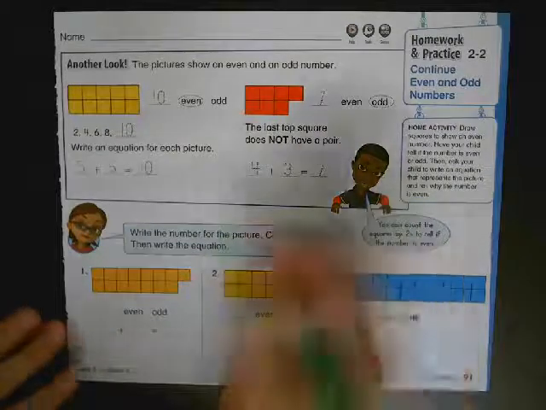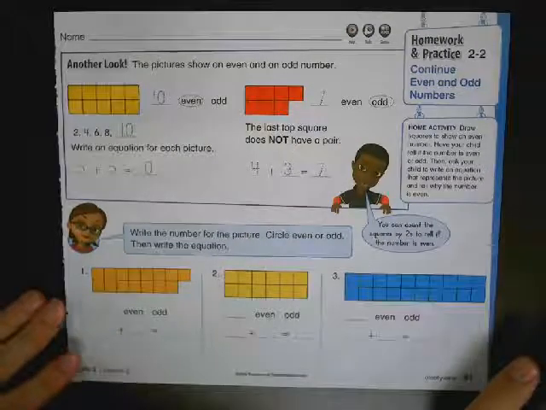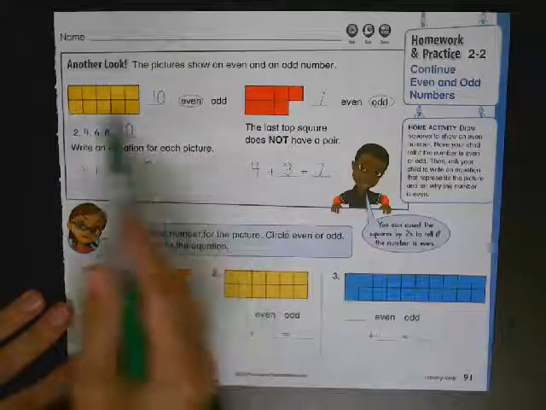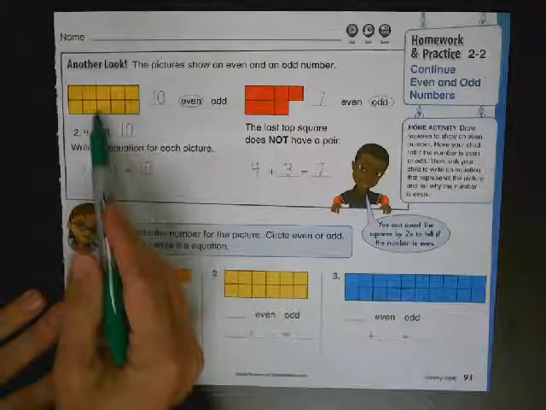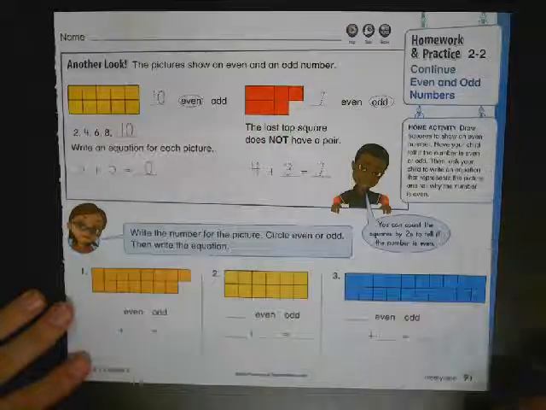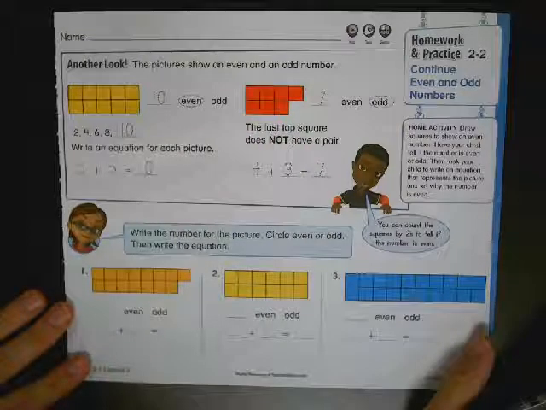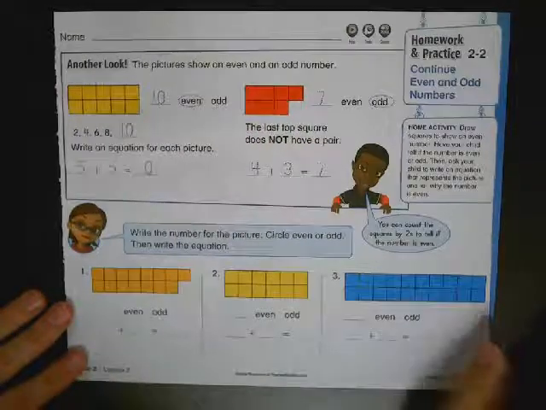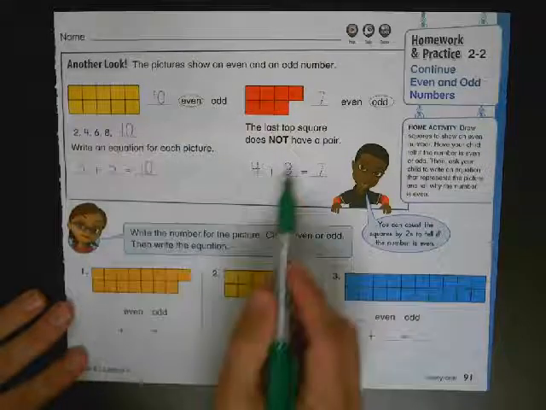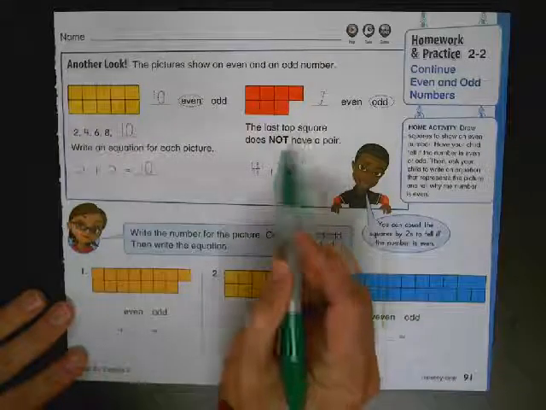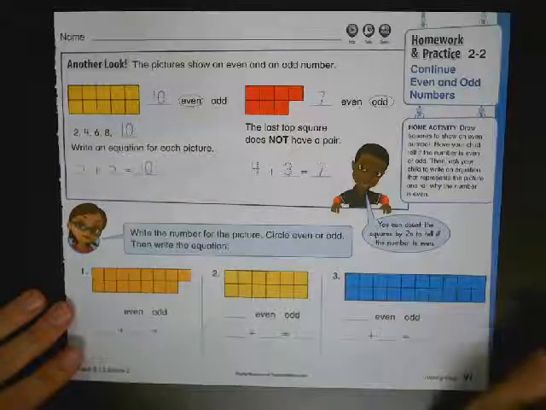Again, it's a good idea just to go through the top, looking at the pictures. Your child should be able to see that those are even just by looking at the pictures. Those all have matches. This picture of 7 does not. There's one missing. That's the difference between even and odd. And look at 2, 4, 6, 8, 10. And the last top square does not have a pair. The 7 is odd.